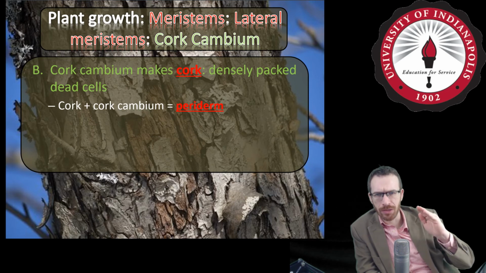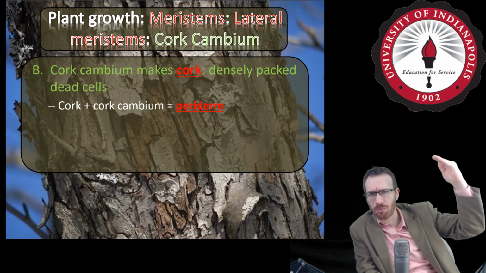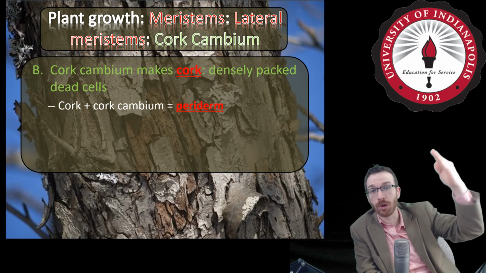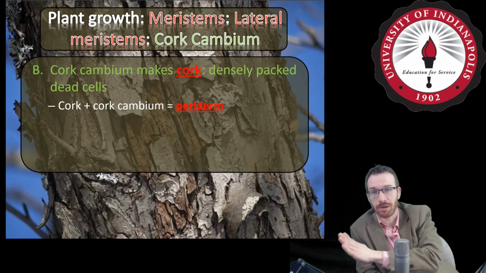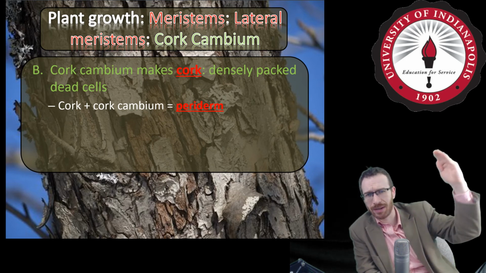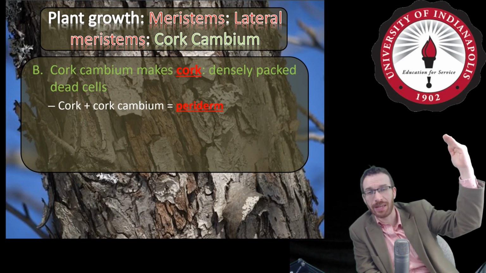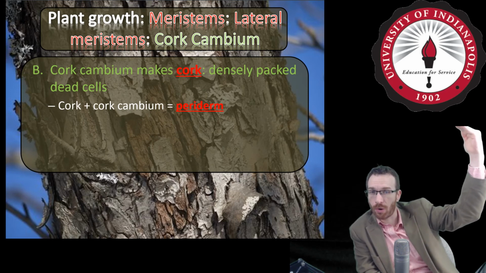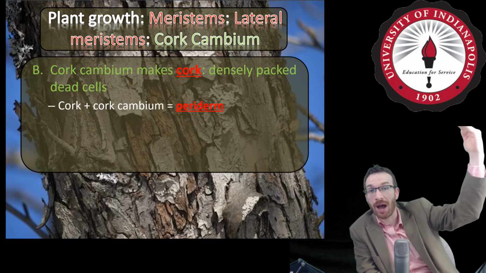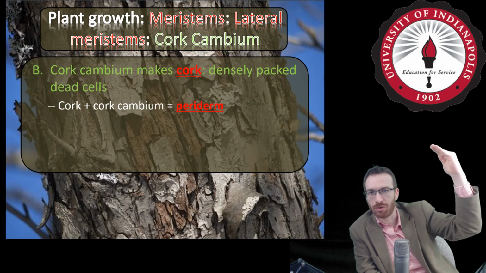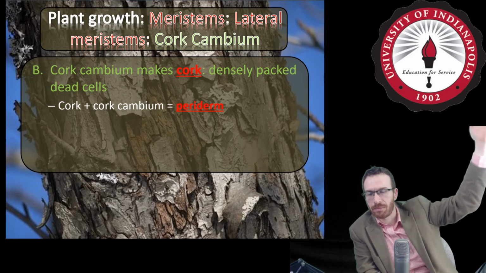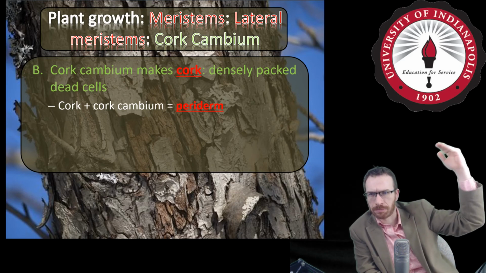Keep in mind the cork cambium is way, way external. It's external to the phloem. So remember we have xylem on the inside, vascular cambium, secondary phloem, primary phloem, and then past that you have the cork cambium, and the cork cambium is producing cork to its outside. So cork cambium, cork, outside the plant. The cork is the outermost layer here.